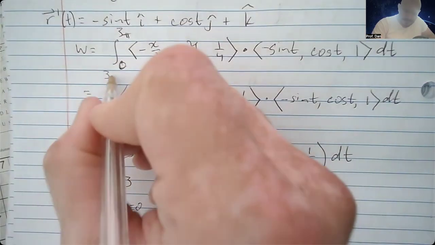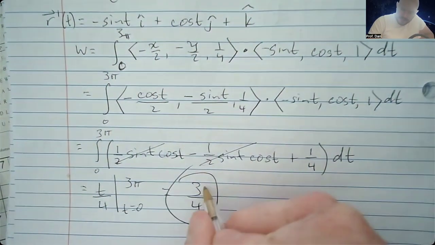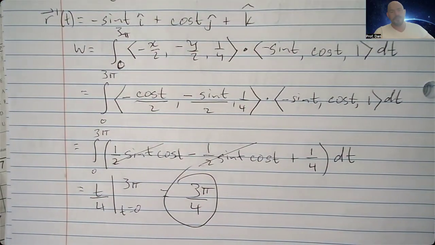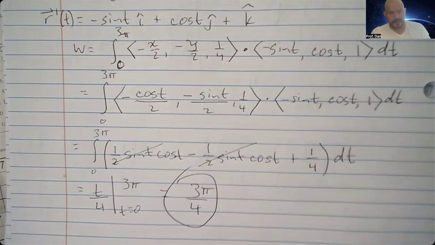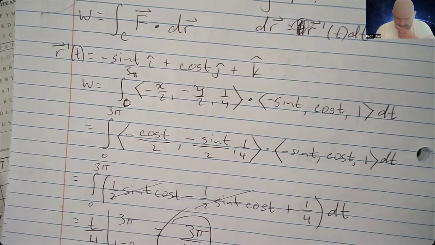Oh, forgot my pi. No wonder I'm so hungry. I forgot my pi. There we go. 3 pi over 4. Yep, so 3 pi over 4, and then of course the units would depend on what the units of force were. Right, and as I am not your physics professor, I'm not going to talk about units.